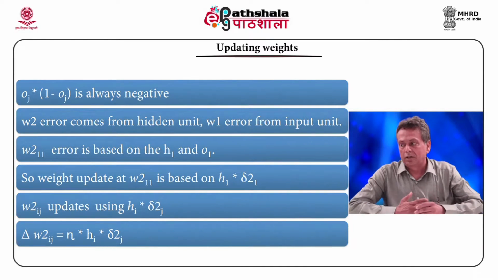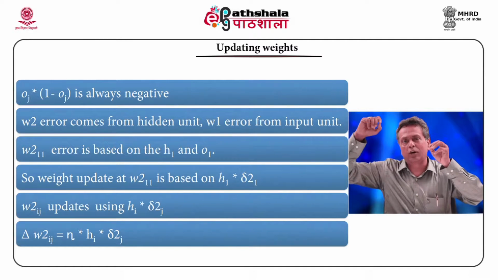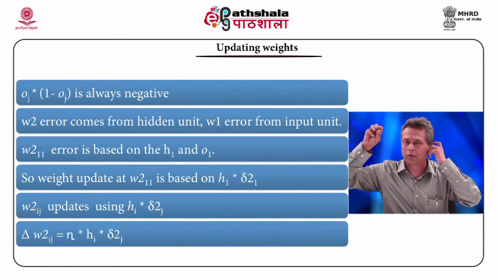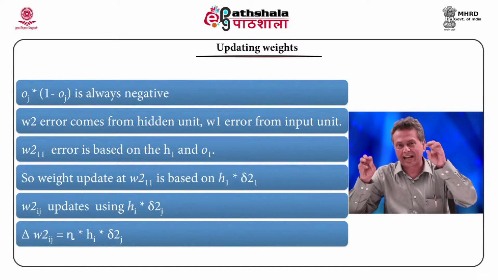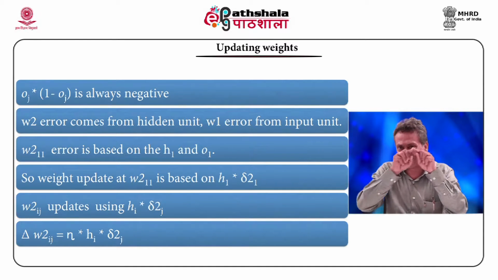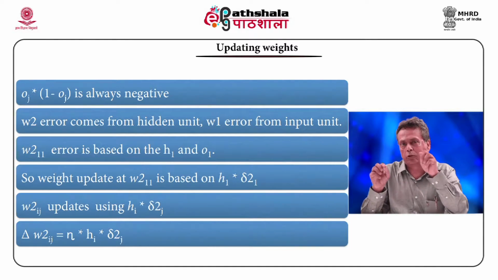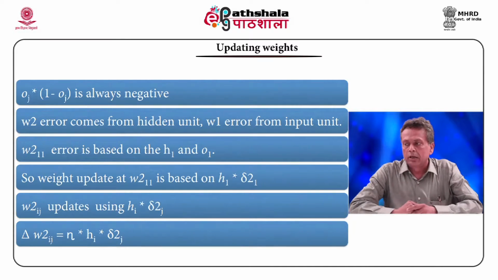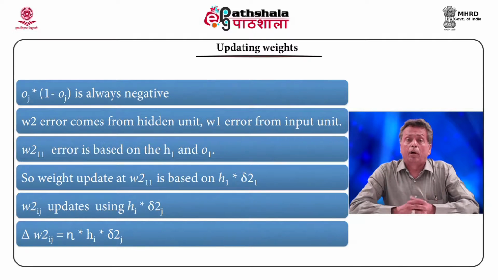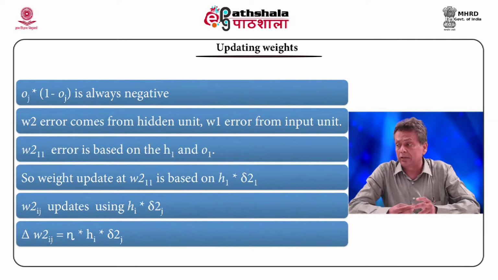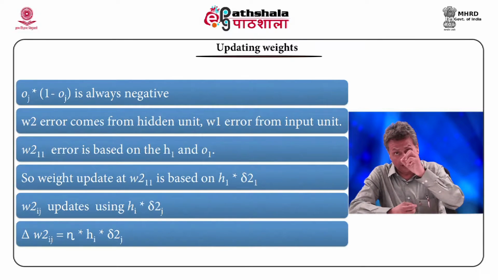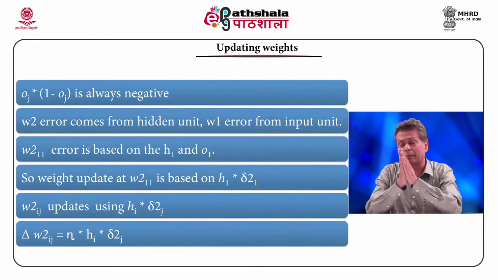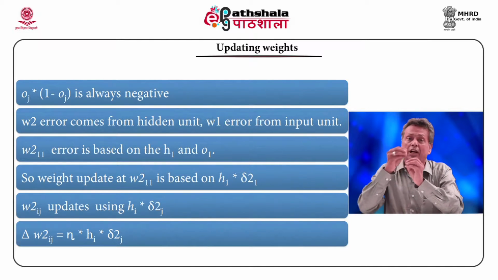Okay. The W211 error is based on H1 and O1, W212 is H1 and O2, and so on. Okay. If you want to update this weight W211, okay, so that is here the output unit, W2ij, jth output unit, ith hidden unit. Okay. So, W2ij is the weight between the ith hidden unit and the jth output unit. Okay. So, if you want to update that weight, that depends on H1 that is coming in, the value that is coming in, and the error that is coming from this side. Okay. So, that is something that you will have to change. That is going to have an effect.